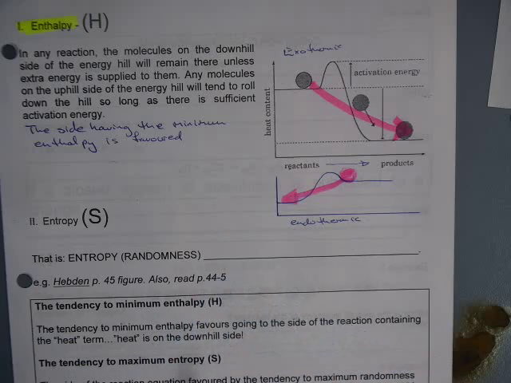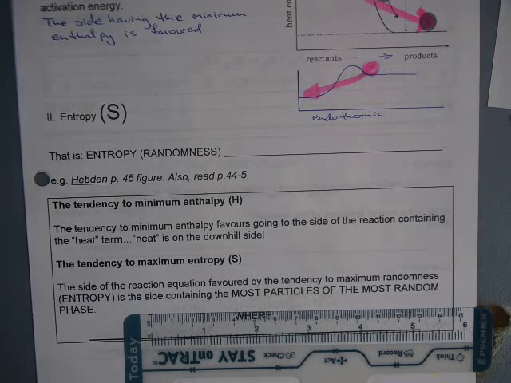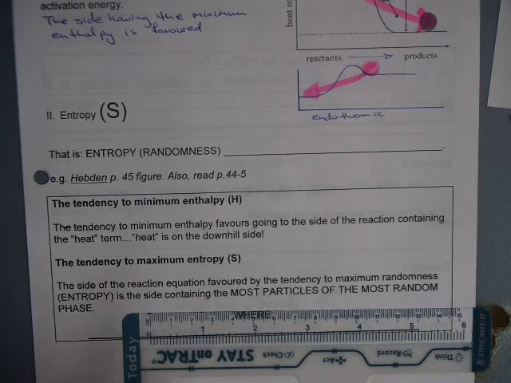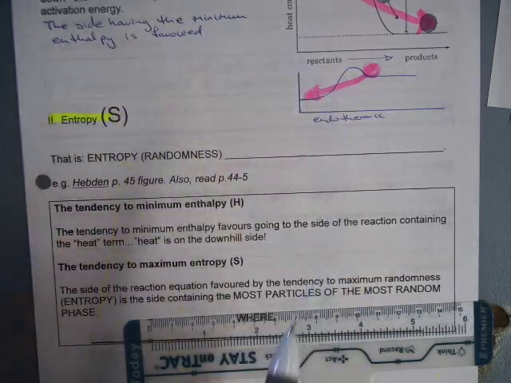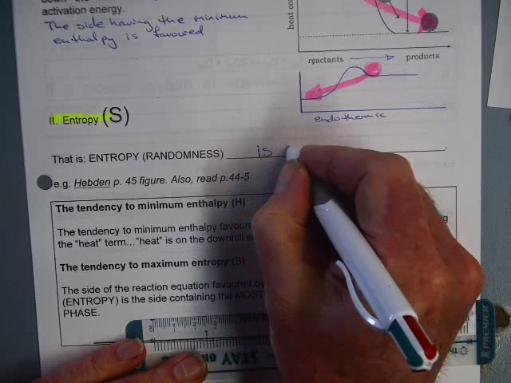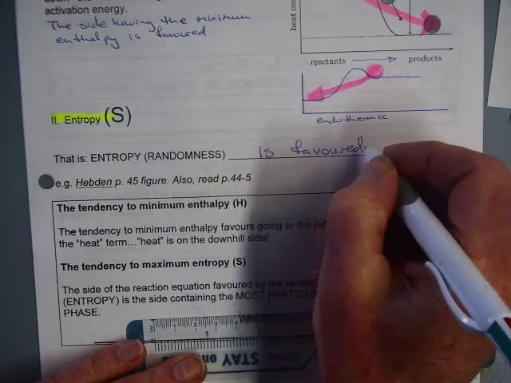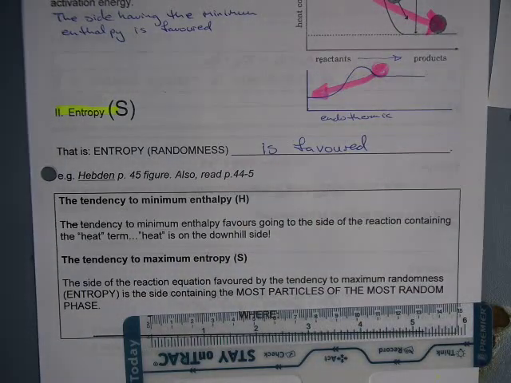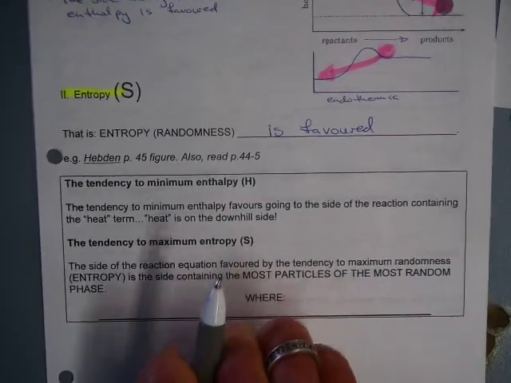Now, entropy is the degree of randomness, and the rule is that whichever side has the highest degree of randomness is favored. You'll see in a minute. Entropy is favored.